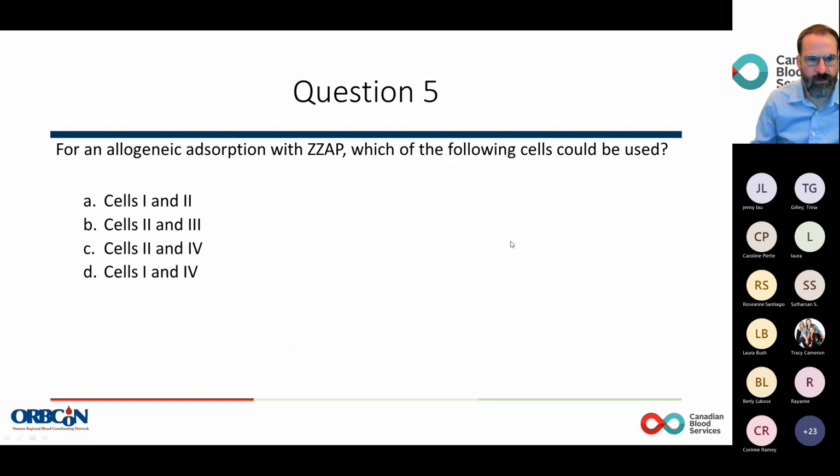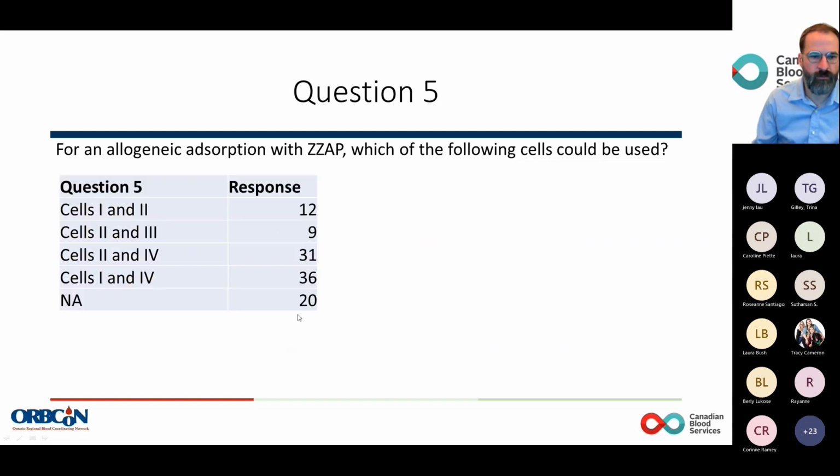So for an allogenic adsorption with ZAP, so that's what we said, which of the following cells could be used? Cells 1 and 2, 2 and 3, 2 and 4, or 1 and 4. In terms of responses, we had a bit of a mix, most answers clustering around either 1 and 4 or 2 and 4, and a few answers with 1 and 2 or 2 and 3. So how do we approach this?